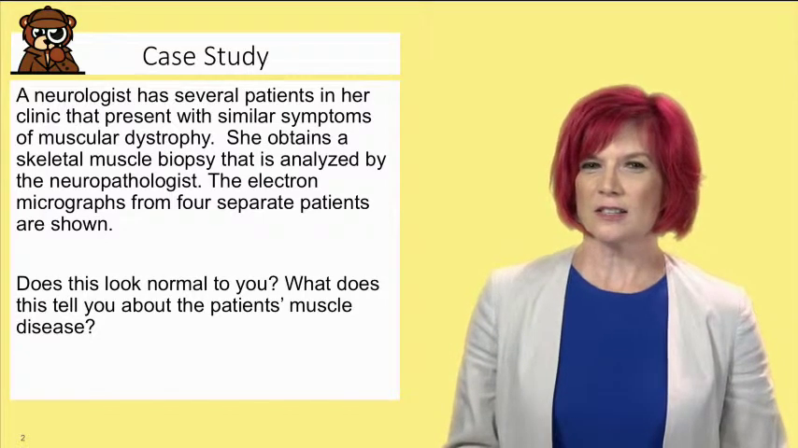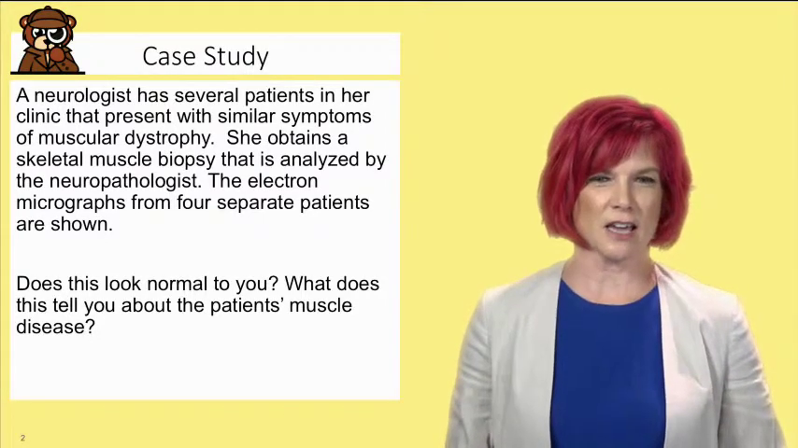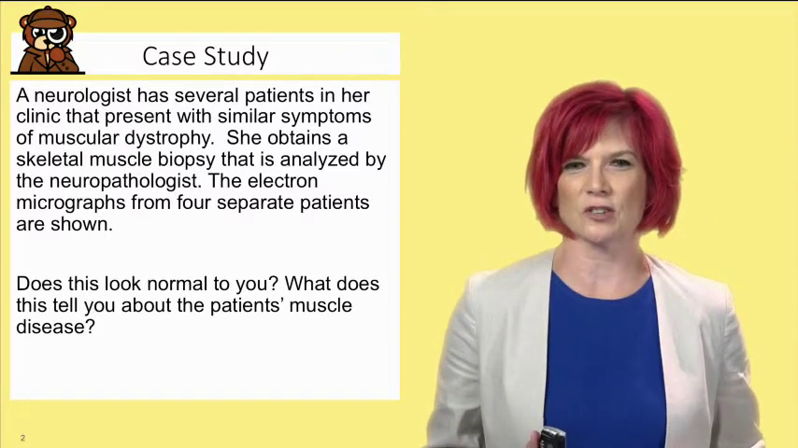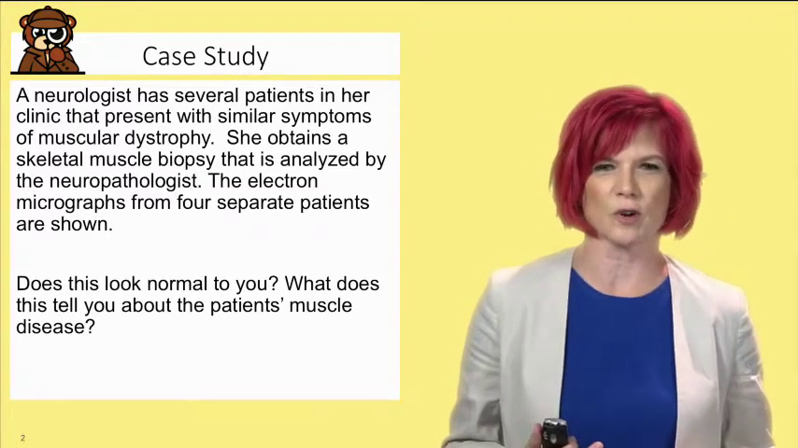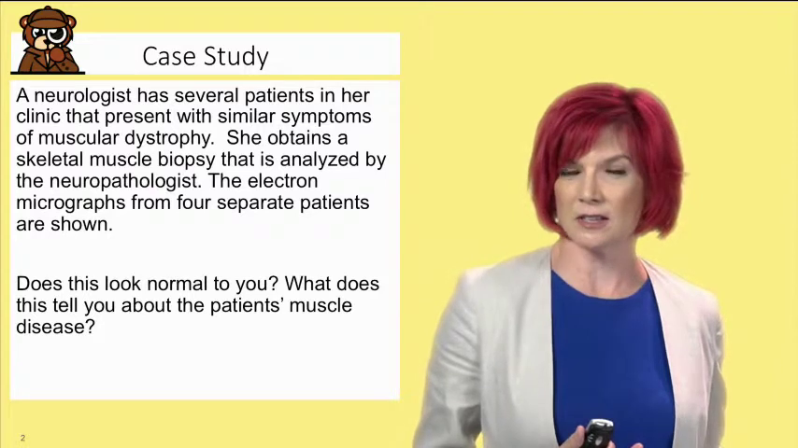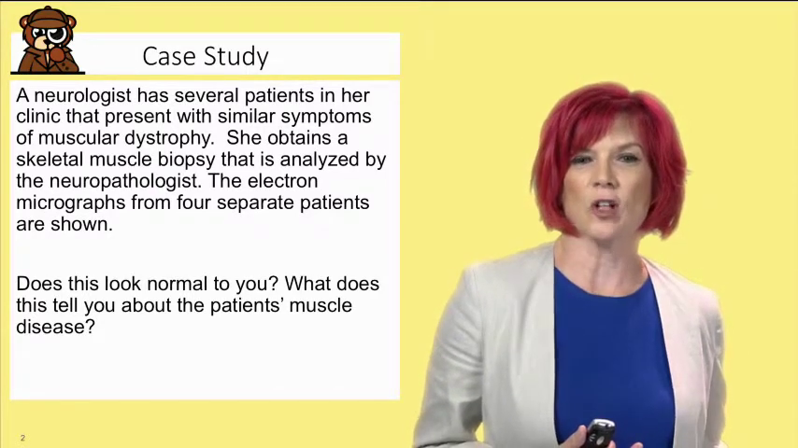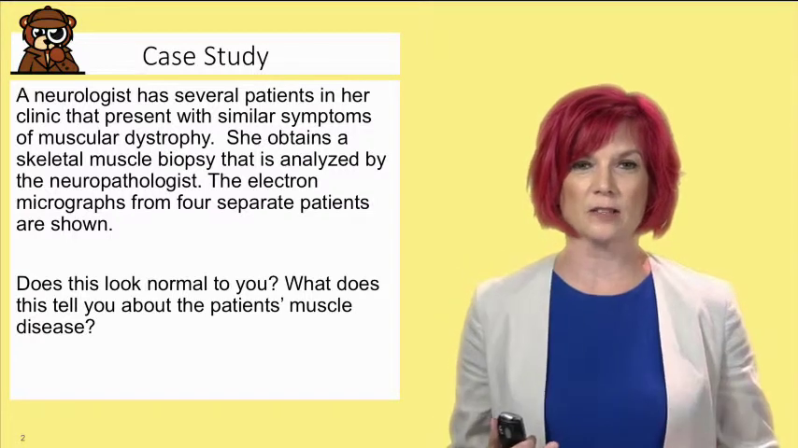A neurologist has several patients in her practice, and they're presenting with inherited signs of muscular dystrophy. These symptoms are all very similar to one another. So she gets biopsies and sends them off to a neuropathologist for analysis. The neuropathologist then conducts electron microscopy, and the images are shown here.